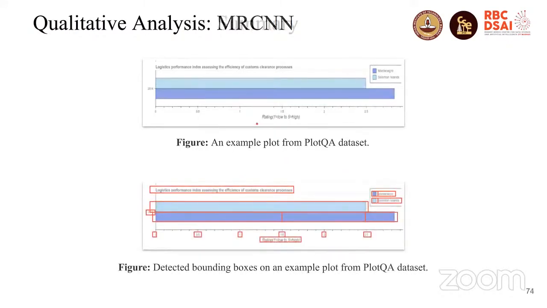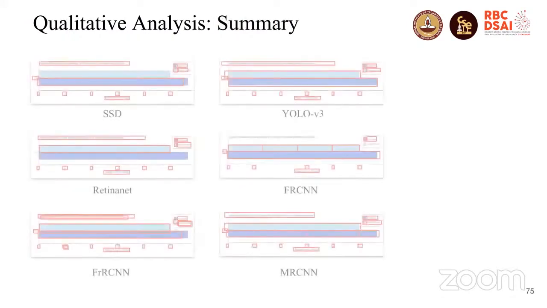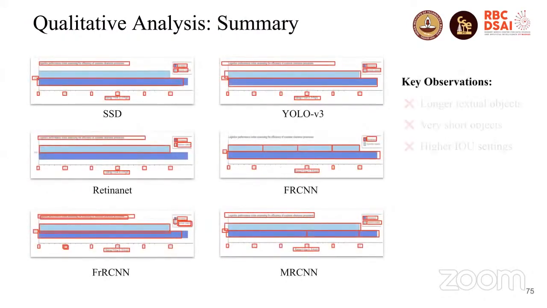And similar problems are seen in Mask RCNN also, right? So in summary, what we observe is that these methods are not good for detecting longer textual objects like titles of x-axis, y-axis, and the plot titles. They're also not good for very short objects like this one here. For example, this is getting missed here.